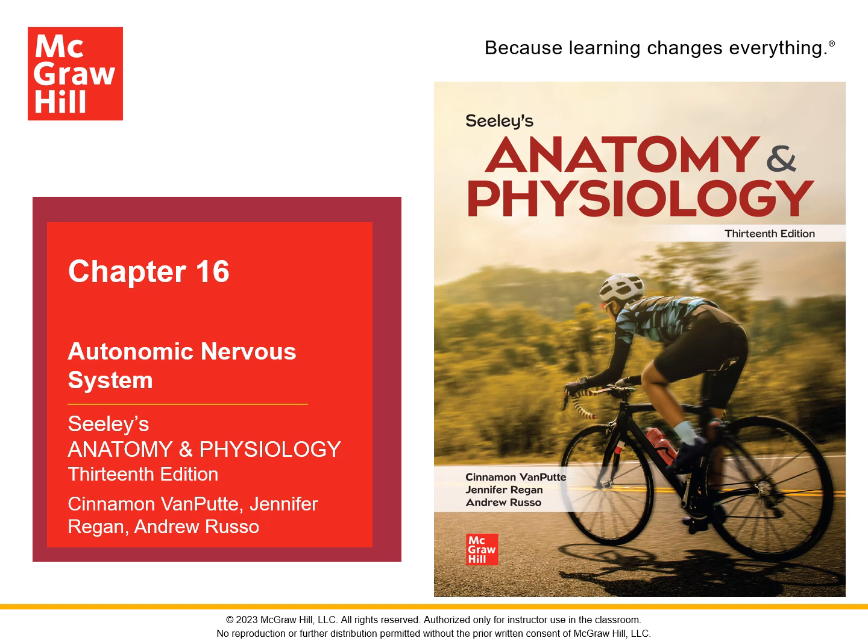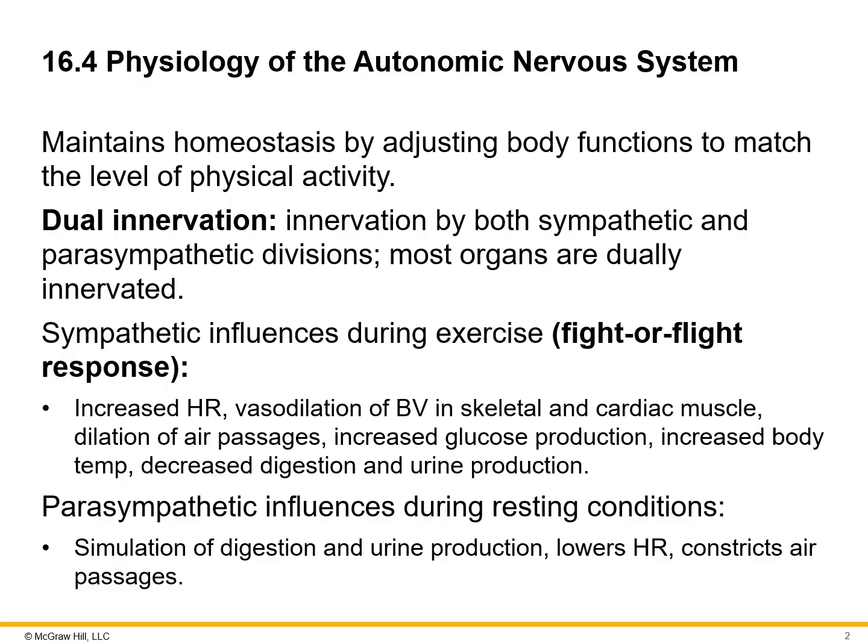And continuing on chapter 16, finishing up our autonomic nervous system. Now that we've covered the anatomy of where all these nerves are going and how they're getting there and their different options, now we're looking at the physiology of that autonomic nervous system. So again, we already mentioned it maintains that homeostasis of involuntary actions.